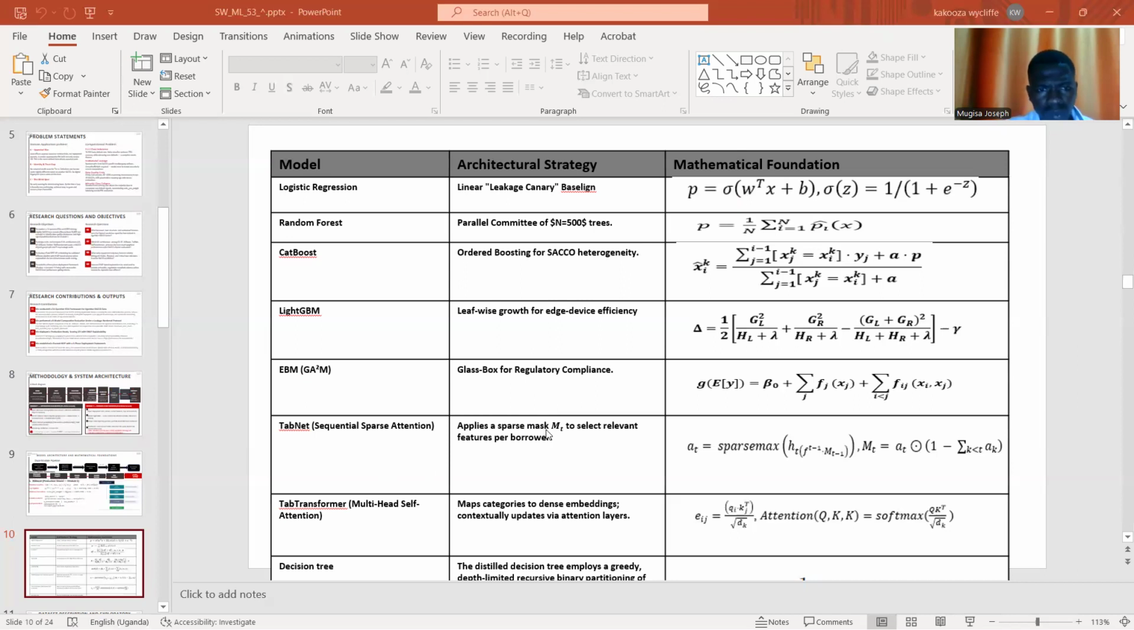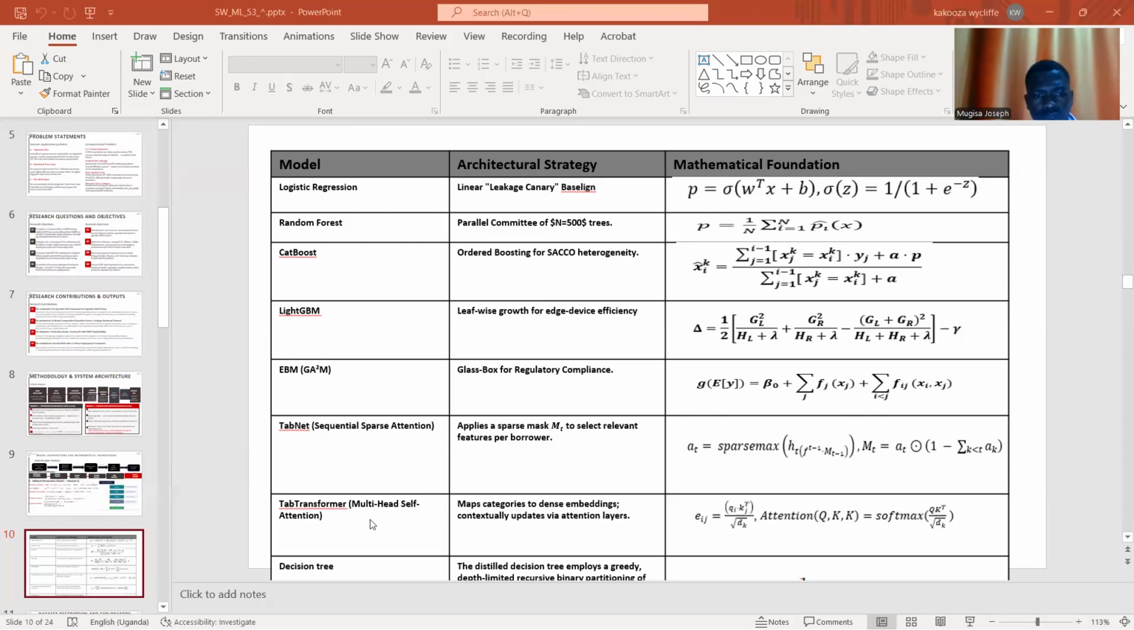So we have TabNet and the transformer. TabNet, through its sequential attention, selects a given feature set to concentrate on for a particular borrower at every particular decision point. In that manner, it selects a different one each time, and it does that through the sequential attention mechanism and the sparse function.